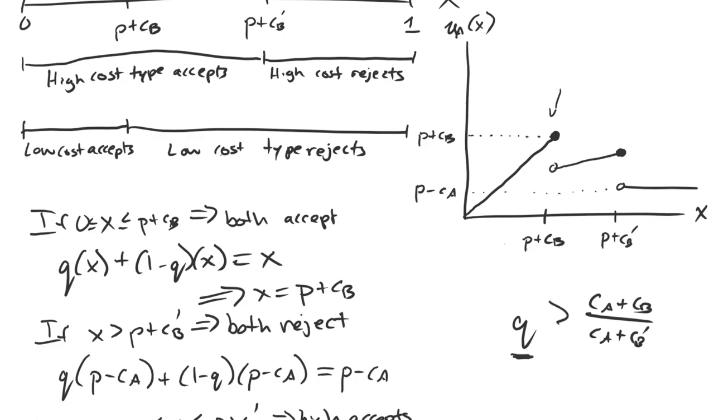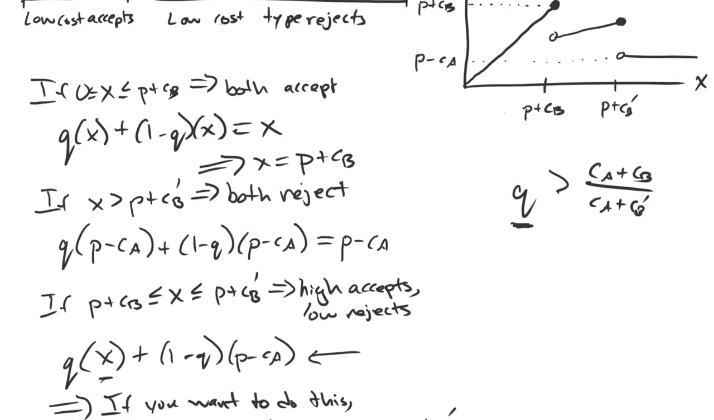Remember, Q is representing the probability that A thinks that B is a high cost type. And when Q is relatively large, then A is trying to extract everything it can out of that high cost type. And it knows that by doing that, the low cost type is going to reject. And that's bad. It's going to have to fight a war against the low cost type. But it's worth that risk to try to acquire a little bit more. We call this overall, this is what's known as a risk-return trade-off.